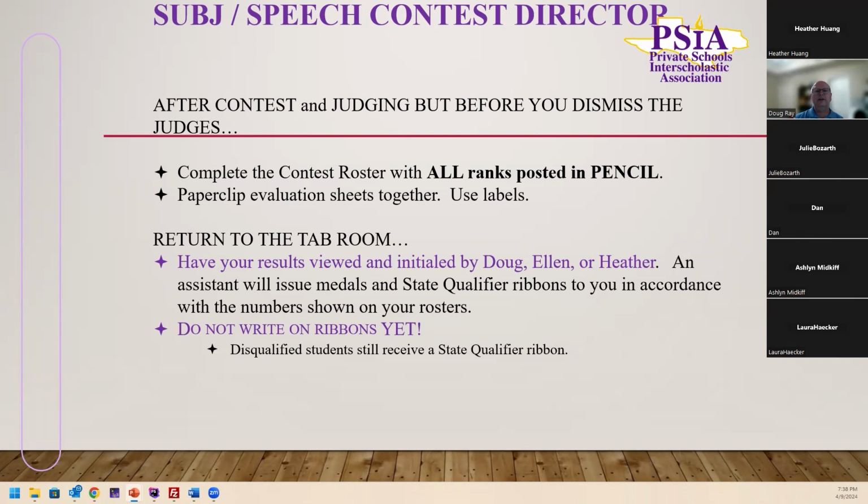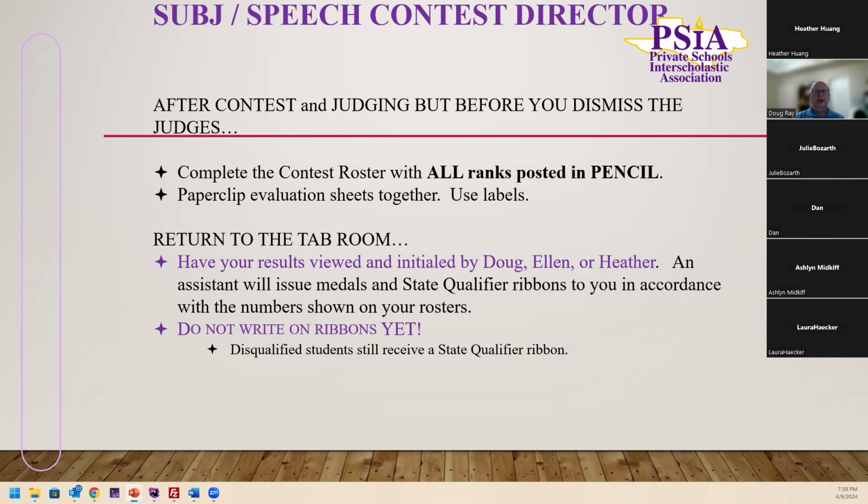So for a subjective contest, you would get medals and ribbons. Everybody gets something. For a speech prelim, you would only get qualifying ribbons for the students who are not advancing to finals. During the finals round, you will probably only get the medals because there will be 6 contestants in the final round and there are 6 places.